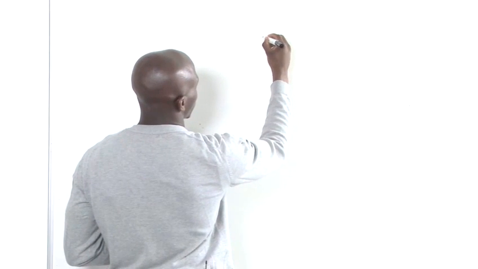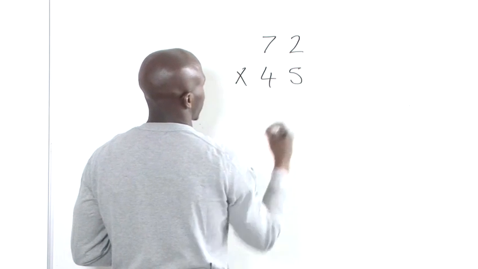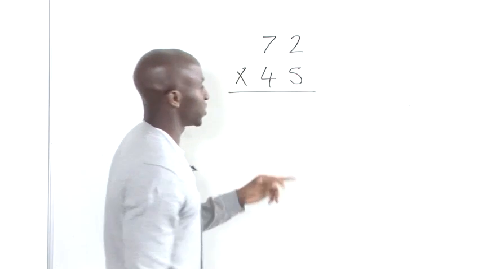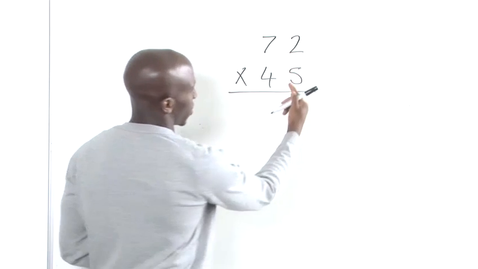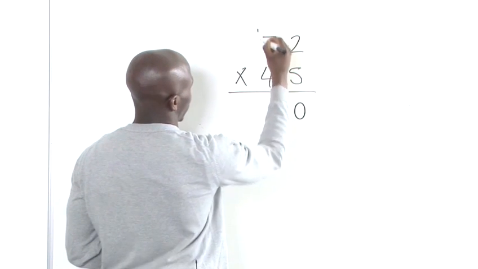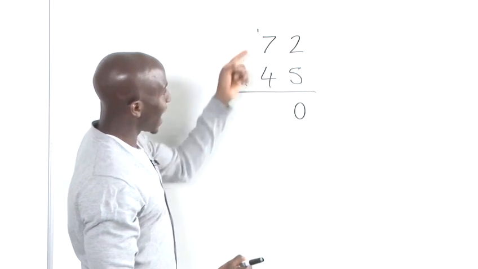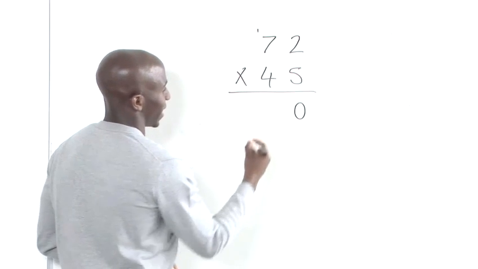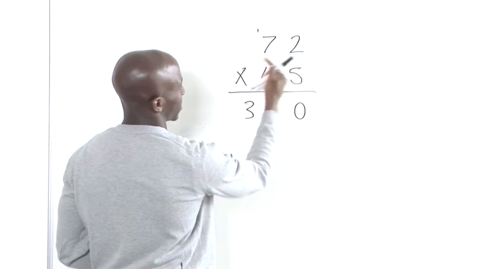Another example that I'll show you is when you're doing double digits with double digits. So we will go to 72 times 45, okay? The first thing to do is to multiply 5 by 2 and then 5 by 7. So 5 times 2 is 10, so we carry the 1. Then we do 5 times 7, which we've done before, and that was 35. Add the 1, not to forget, and that is 36. So we've got 360 from 5 times 72.